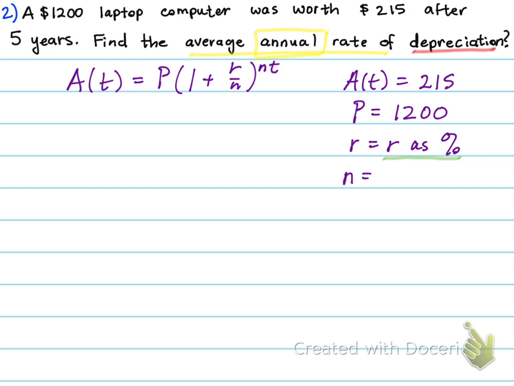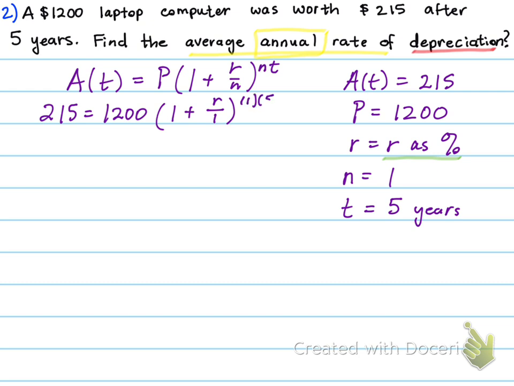And then N, well, we know N is 1 because we're talking about annual. T, we know the time. They said after 5 years, so we know we're dealing with 5 years. So now we plug in what we have. Well, we have $215 equals $1,200 times 1 plus the rate we don't know divided by 1, times 1 times 5. Now I'm going to simplify that a little bit. So we have 215 equals 1,200 times 1 plus R to the 5th power.